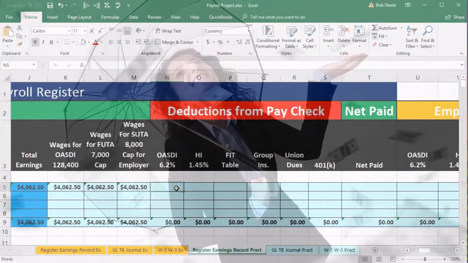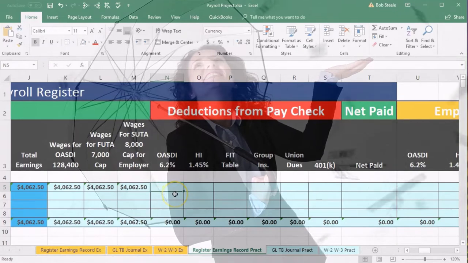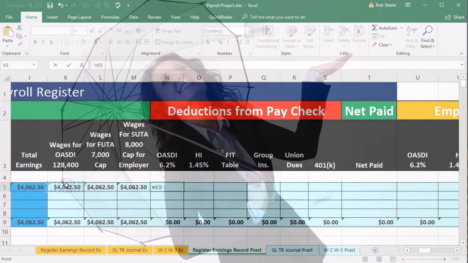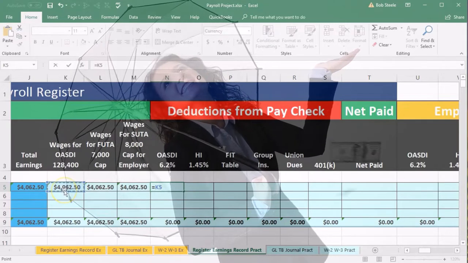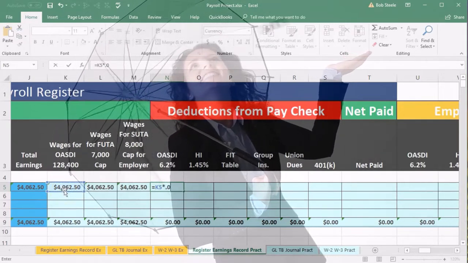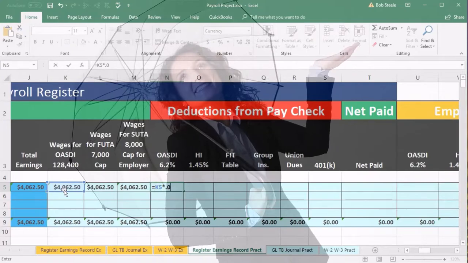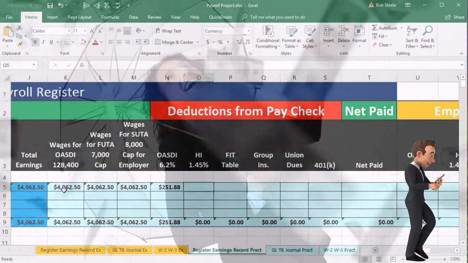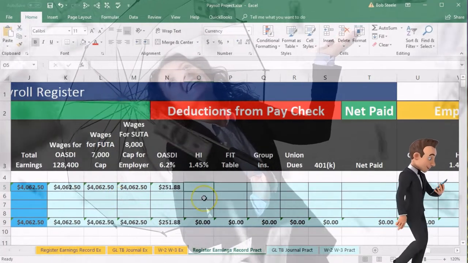We'll do that with a formula in cell N5. So within N5, we're going to say equals. Make sure we pick up the K5. It'll be the same as we're picking up here, but again, we want to make sure that we're in conformity, don't cause us problems in the future, times 0.062.